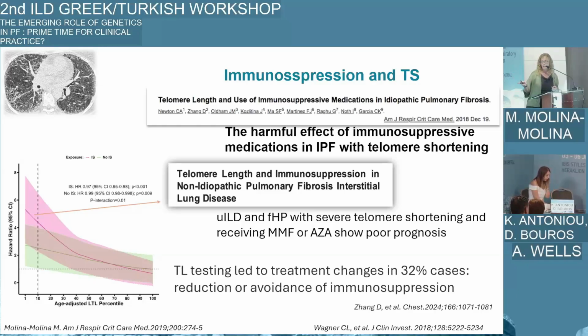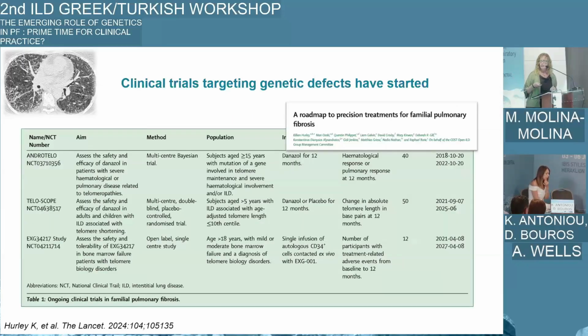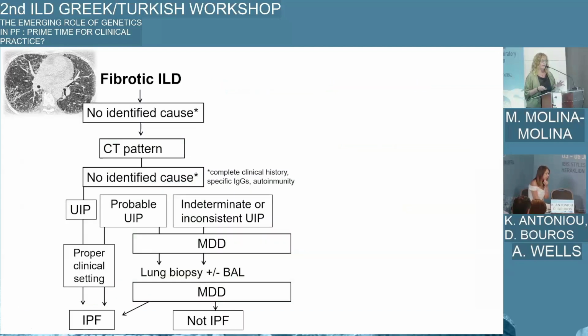And more recently, telomere length testing led to treatment changes in 32% of cases, reducing or avoiding immunosuppression in fibrotic ILDs. These are for the future clinical practice, because there are some clinical trials ongoing for some telomeric disorders. So we will probably have targeted therapies in the future, not now.